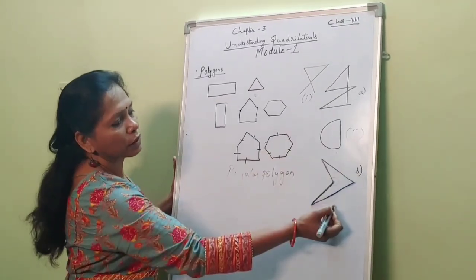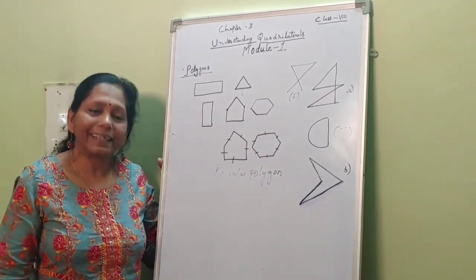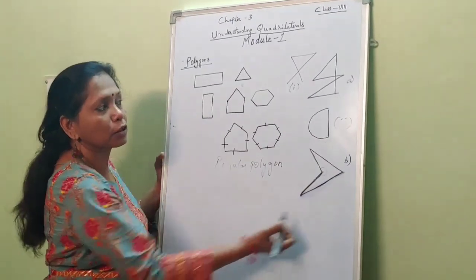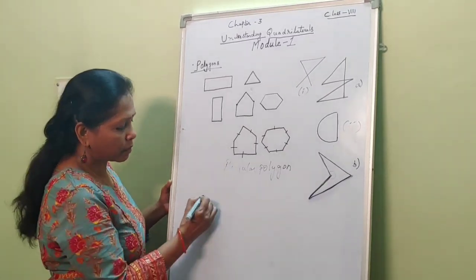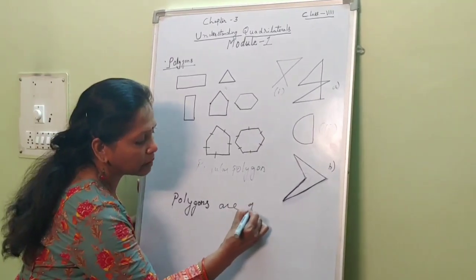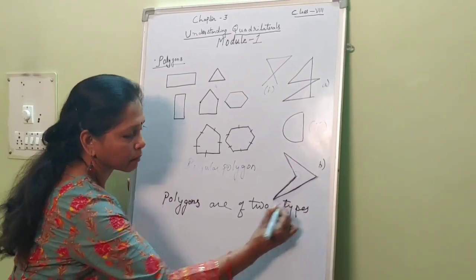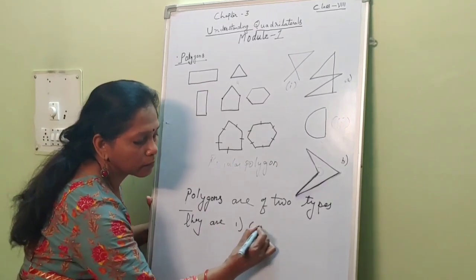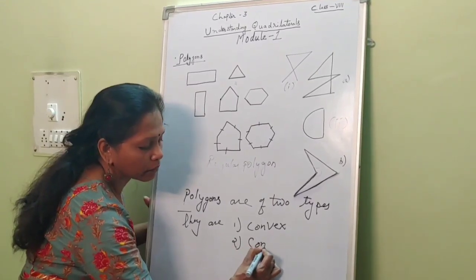Now you can see these two figures marked as A and B. Are they polygons? Yes, they are polygons, but they come under a different set of polygons called concave polygons. So, polygons are of two types. They are one, convex and two, concave.